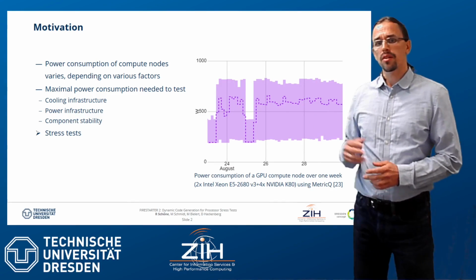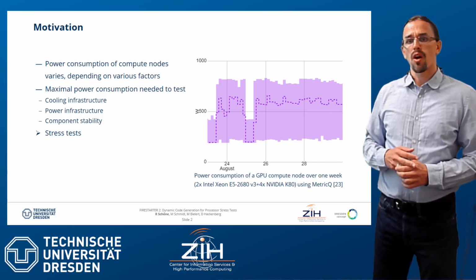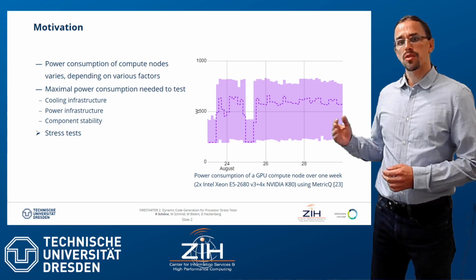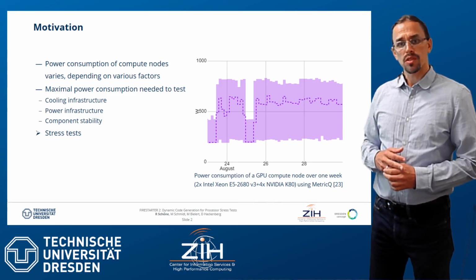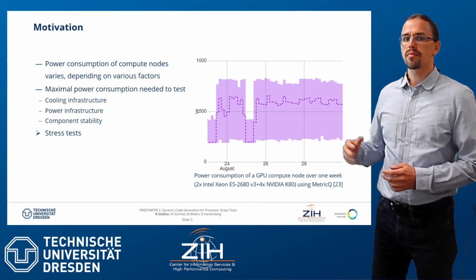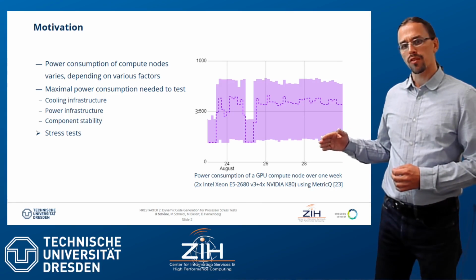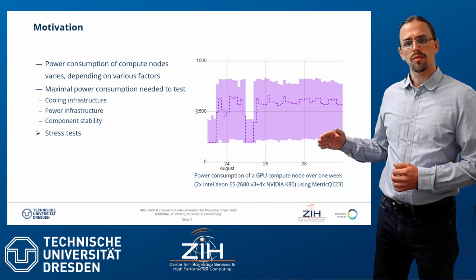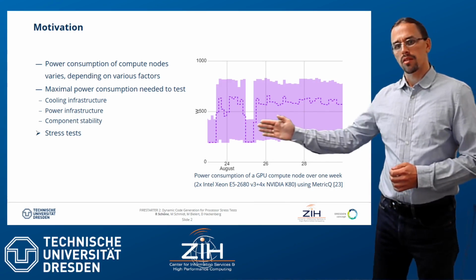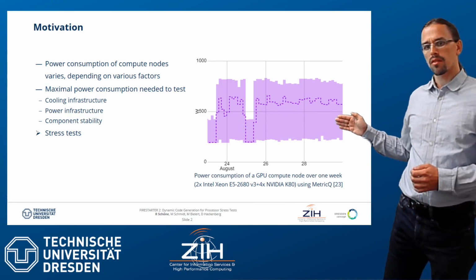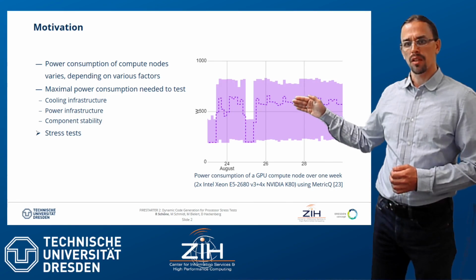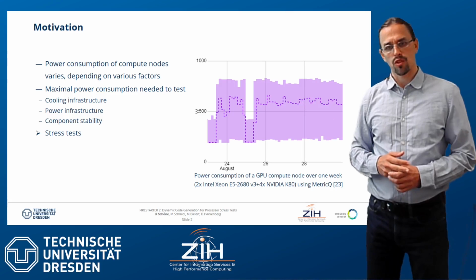Well, what you see here on that slide, that's the power consumption of a single compute node of our system Taurus. It hosts two Haswell processors and 4 NVIDIA K80 graphics cards. And you see that the power consumption of the node varies between 200 watt and 800 watt. So here, that purple region, that's the power consumption over 1 week. The purple region spans the minimum and the maximum, and here that dotted line, that's the average power consumption.